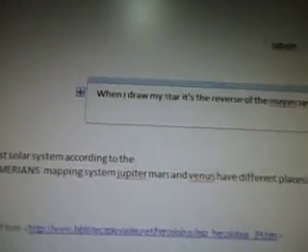And it's like, no. Okay, so when I draw my star, it's the reverse of the Mayan symbol. That's the note there. Then I put past solar system according to the Sumerians. In this mapping system, Jupiter, Mars, and Venus have different places, and number 4 is empty. This is my star under their circumstances. So I've changed to the Mayan original diagrams, and I got that from the Sumerian seal showing a past solar system transcribed.